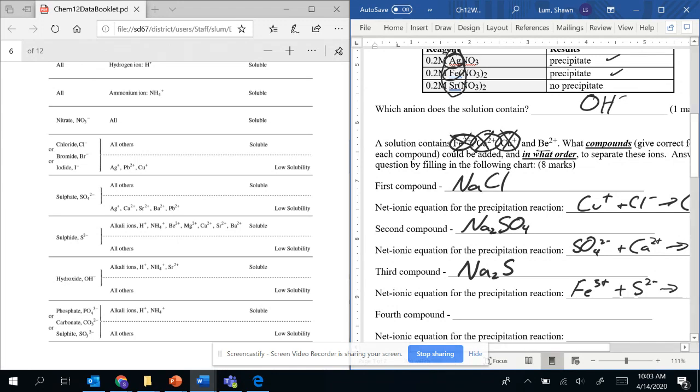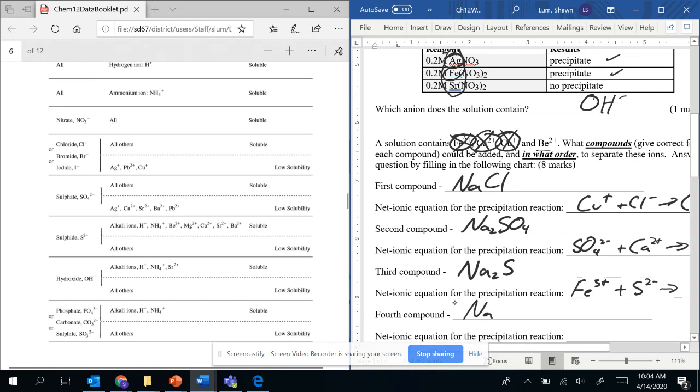Now we just need to find something that removes Be2+. Okay, and we could use hydroxide if we wanted to. That removes it very well. We could use PO4 if we wanted to, CO3 if we wanted to, or SO3 if we wanted to. So I'm just going to use hydroxide.